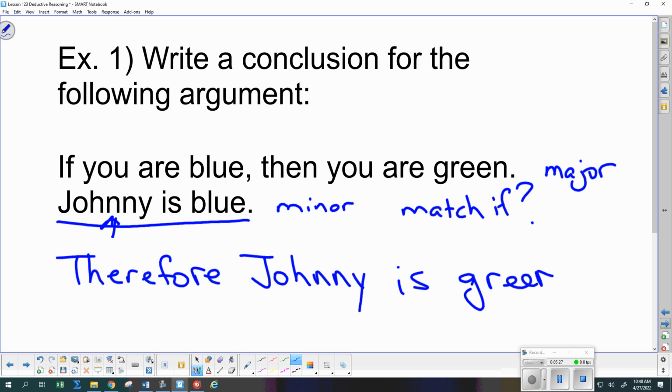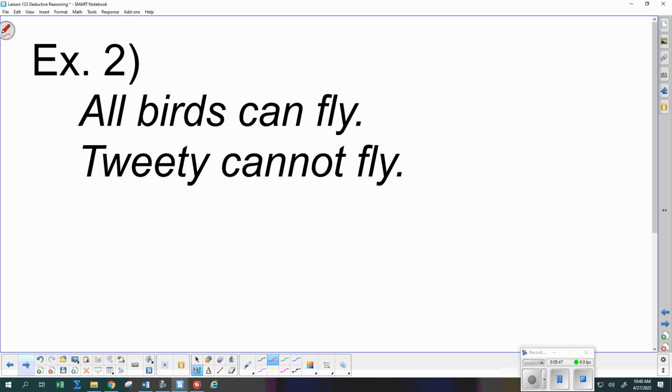Now, let me also give you an abbreviation, because I know some of you hate to write, and therefore is kind of a long word. Therefore, in math, gets abbreviated by 3 dots that are arranged in the shape of the vertices of an equilateral triangle. So let's try another one.